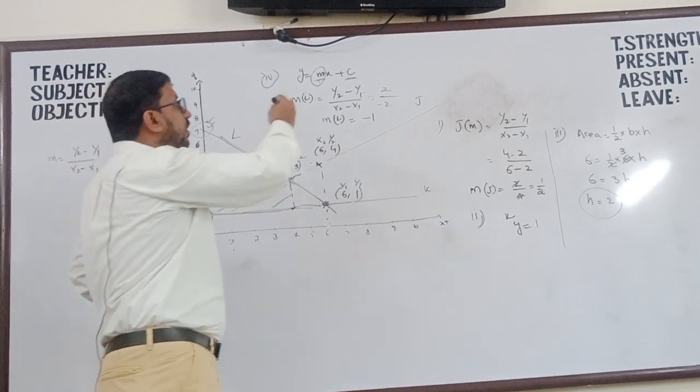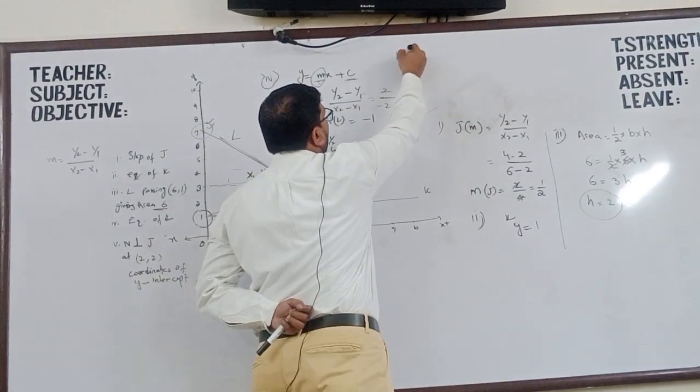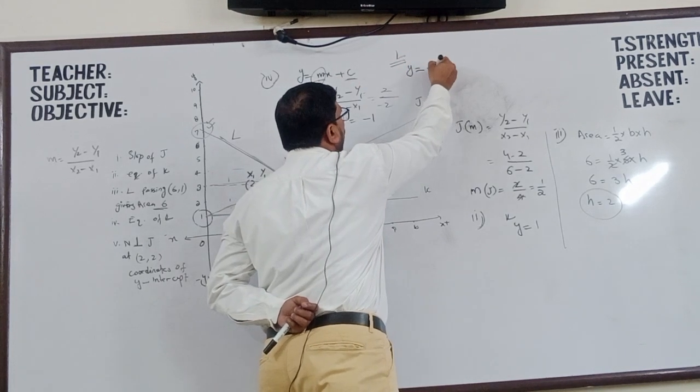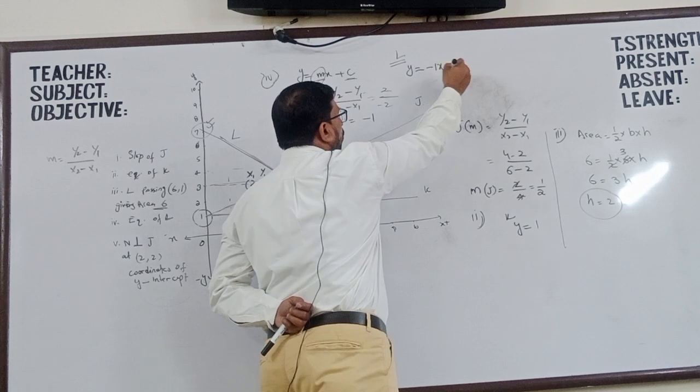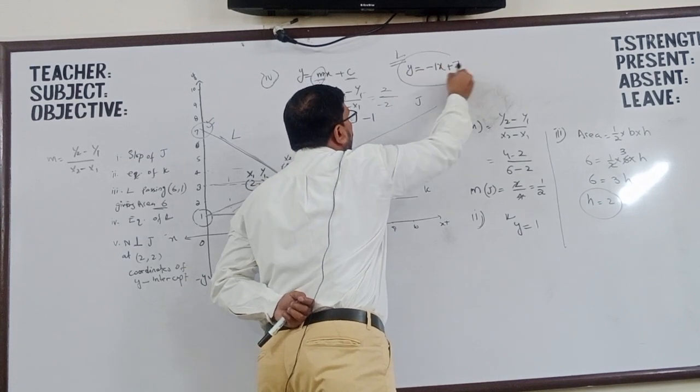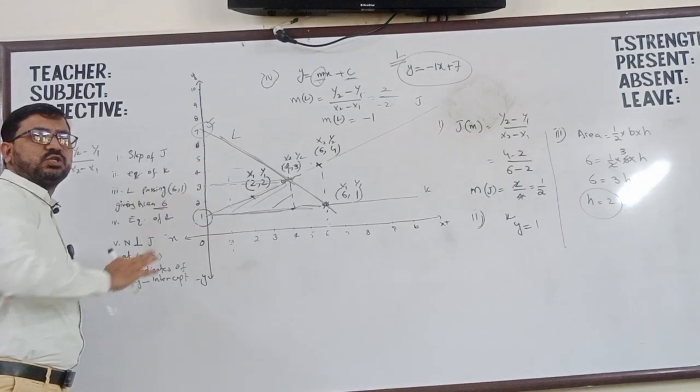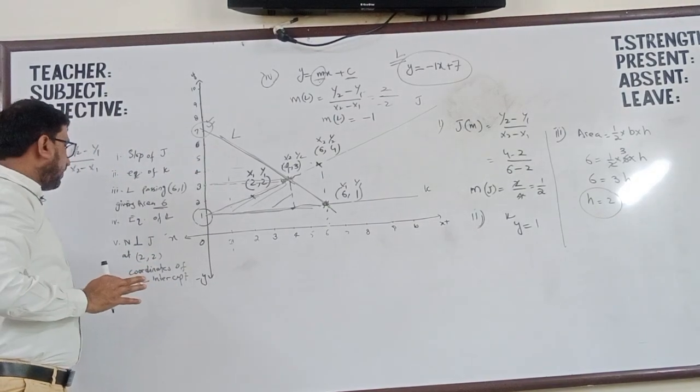Then what would be the equation of L? Equation for L: y as it is, slope was negative 1, x plus y-intercept is 7. So this is the equation of the straight line for the drawn line L, which we have drawn over here. That was the 4th part.